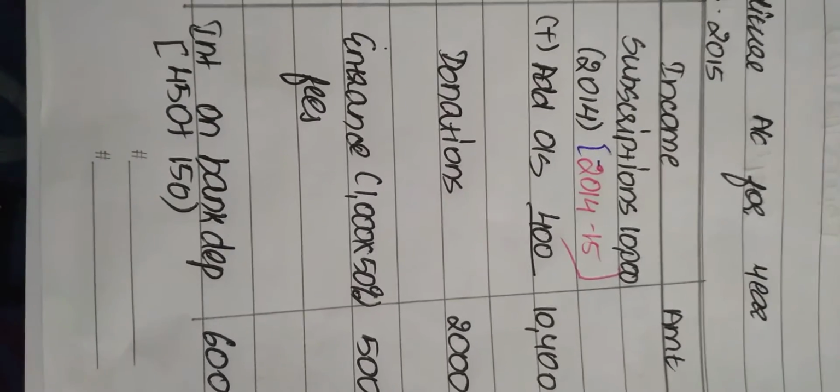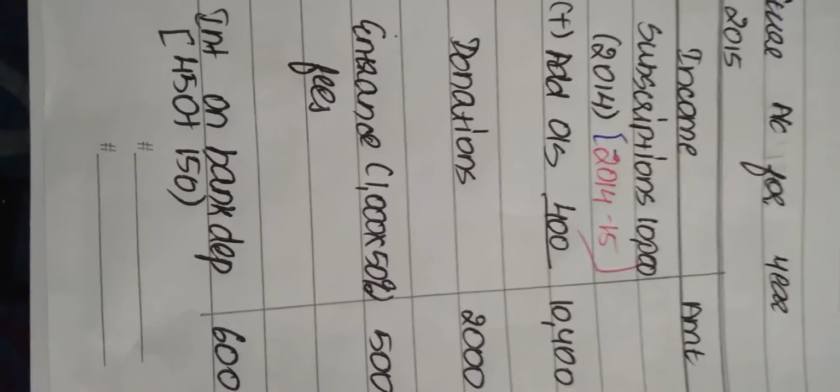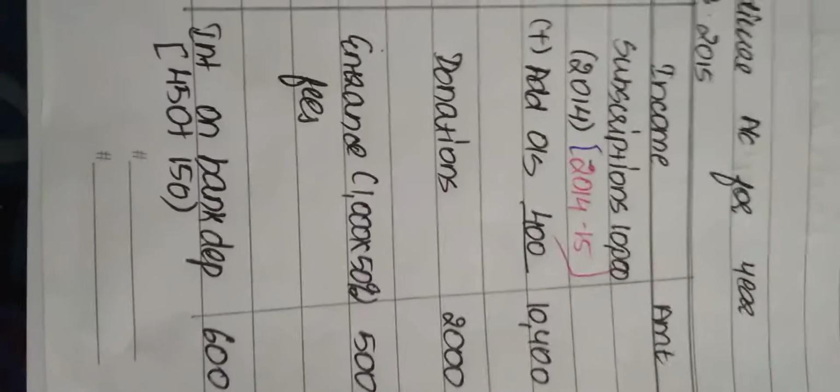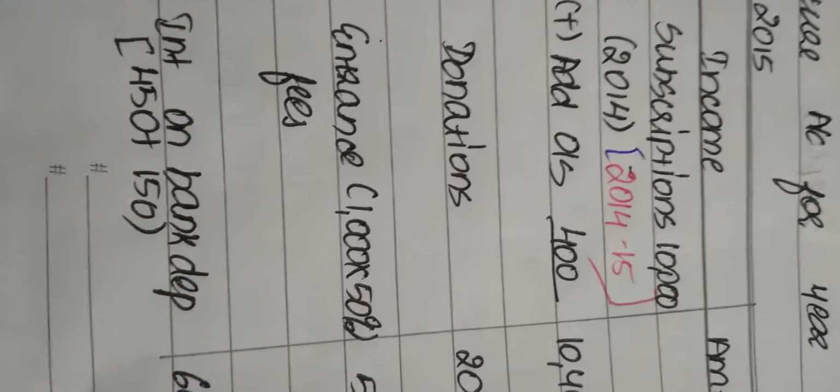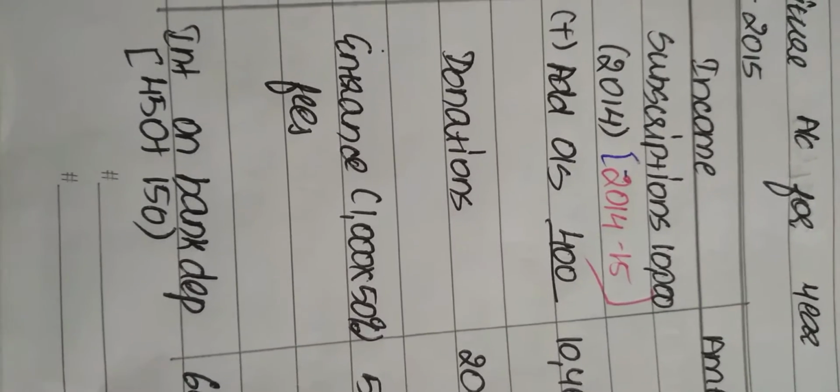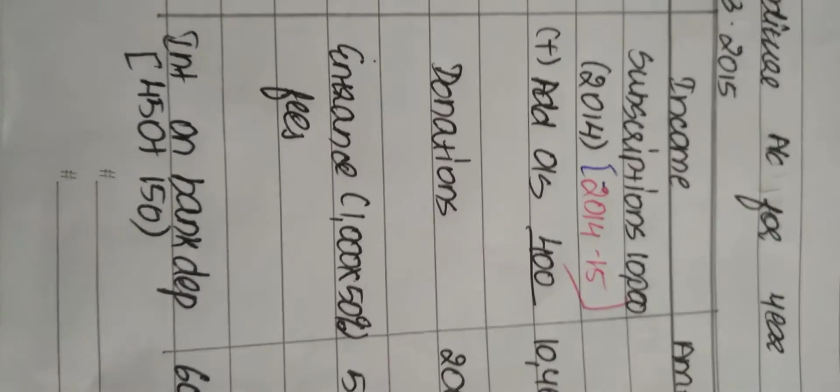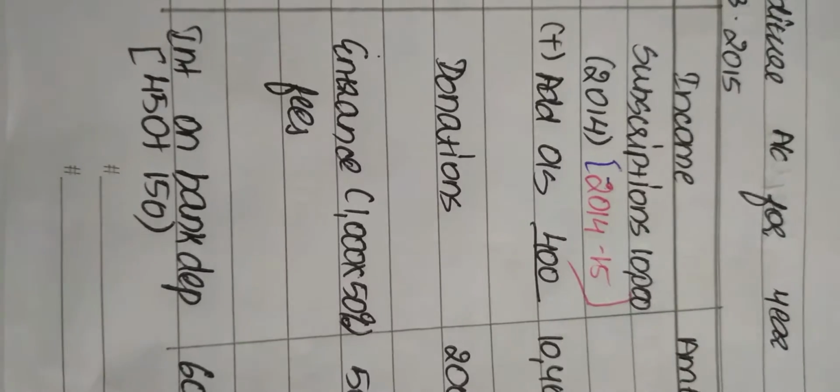After entrance fees, interest on bank deposits. 450 is interest on bank deposits, plus bank interest receivable given in the adjustment. It is receivable, which means it is outstanding. So 450 plus 150, 600. Next is interest on investments, then hall rent. Now the total you will get on both sides is 14,000.